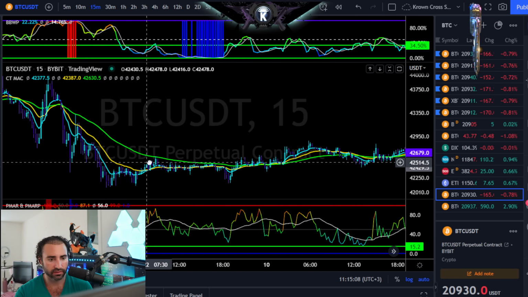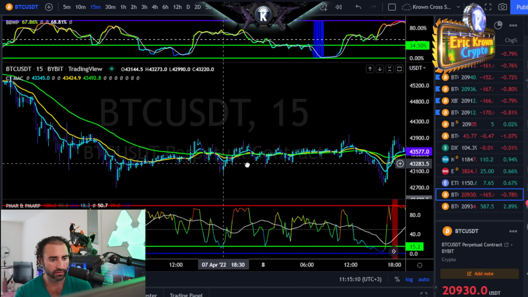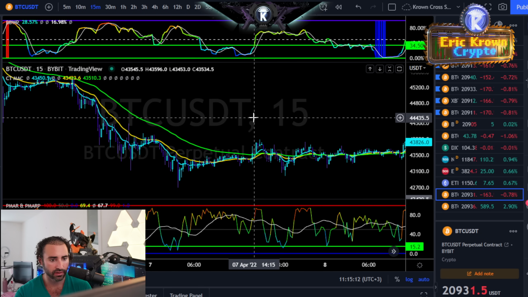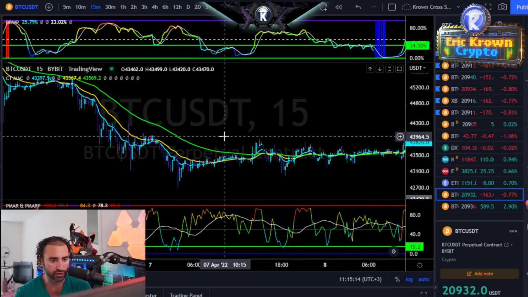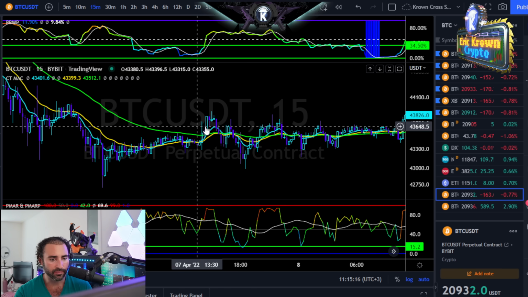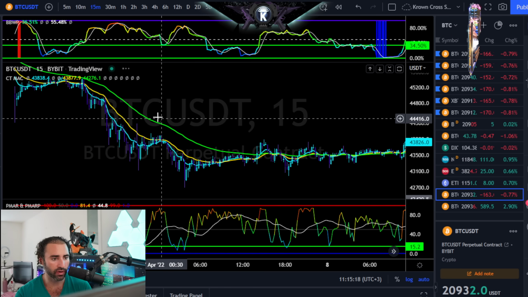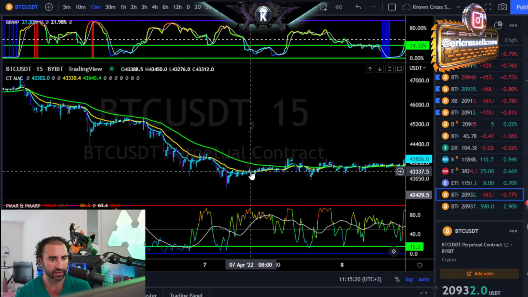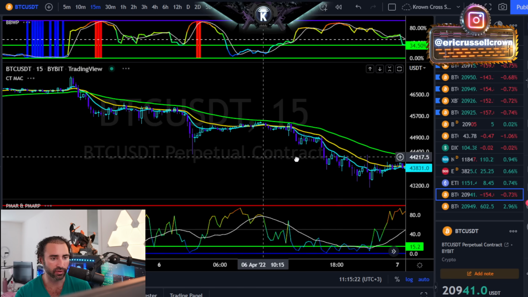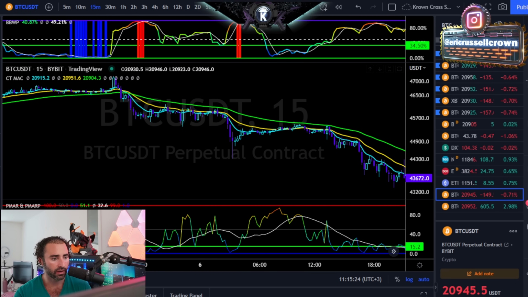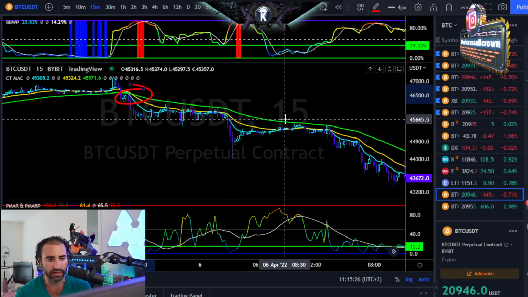Let's see. Having trouble finding some here. We have one right here. Here's a good potential losing one, actually. All right, so here we have a Krown cross to the downside the whole way through, you can see. Okay, let's actually start up over here because this is where it really starts from. All right, Krown cross to the downside, boom.